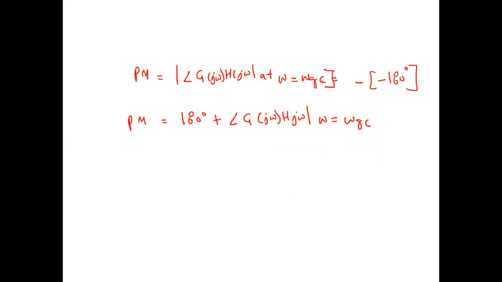So what is the gain crossover frequency? It is the frequency at which the magnitude of G(jω)H(jω) is equal to 1. In the decibel scale, 20 log of 1 is equal to 0 dB. So that is the value possible.